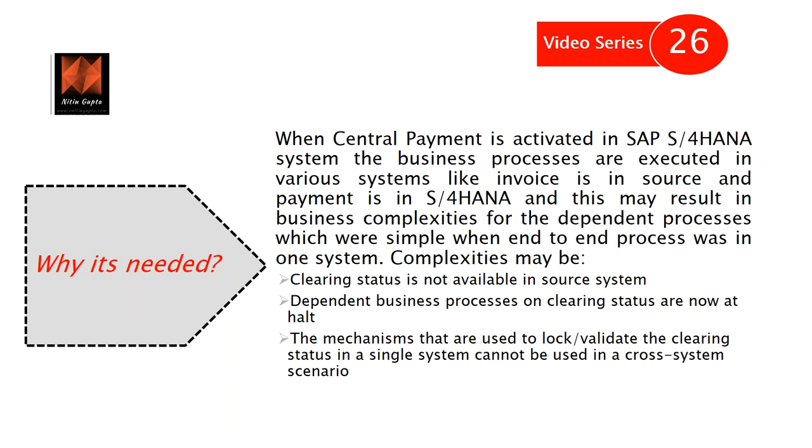You cannot run them. The mechanisms that are used to lock and validate the clearing status in a single system cannot be used in a cross-system scenario. If in your single ECC system you have any processes, locks or validations running on clearing status, such that if the clearing is done the item should not come in this report, then it's not working anymore because the clearing is not coming back to ECC. That's why these controls are needed. That's why it says cross-system ECC and S/4 process control. It's a payment process especially, and this is a very risky process. If you pay double, or if you don't pay, you spoil the relationship with the vendors.